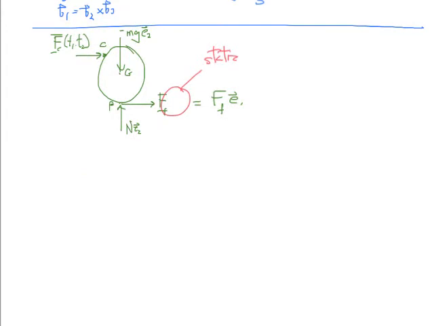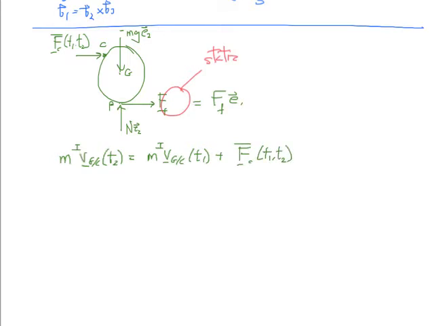So now let's apply our impulse-momentum relationships. The first is our mass times our velocity of g with respect to c as observed in the inertial reference frame at time 2 is equal to the mass multiplied times the velocity of g with respect to c as observed in the inertial reference frame at time 1 plus the impulsive force at c from time 1 to time 2.